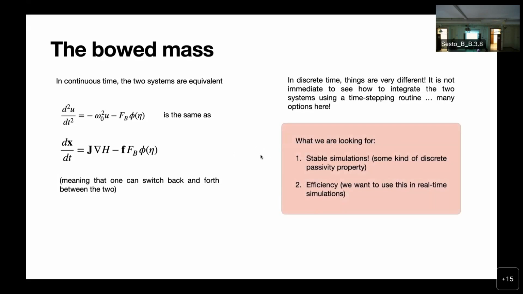So what are we looking for when we write simulations? We're looking for stable simulations, because supposedly we're writing a real-time version of this bow string, so you want to make sure that the string doesn't explode when you're running your numerical schemes. But then, of course, you're also looking to have efficient schemes because, again, for the same reason, you want to run these simulations in real time. So you want to make sure that they run in the least amount of time possible.